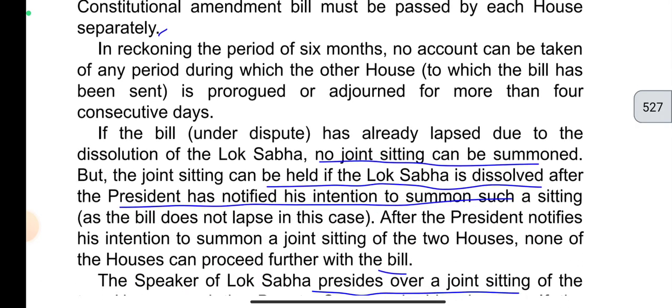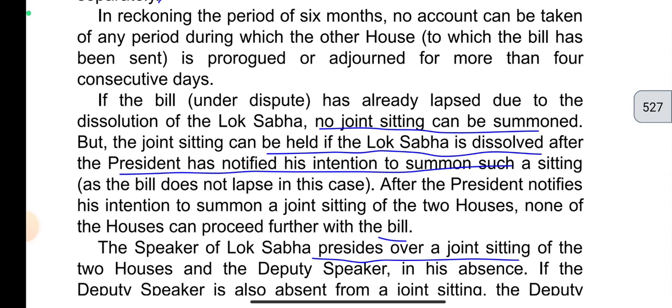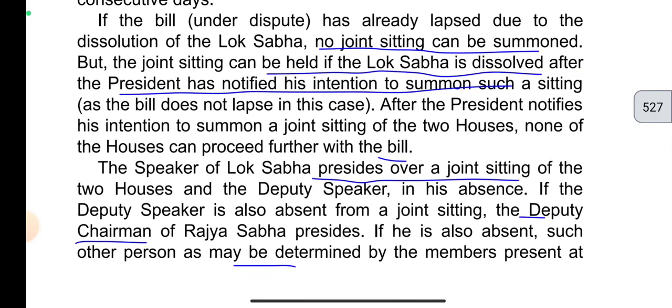In reckoning the period of 6 months, no account can be taken of any period during which the other house to which the bill has been sent is prorogued or adjourned for more than 4 consecutive days. If the bill under dispute has already lapsed due to the dissolution of the Lok Sabha, no joint sitting can be summoned. But the joint sitting can be held if the Lok Sabha is dissolved after the President has notified his intention to summon such a sitting, as the bill does not lapse in this case. After the President notifies his intention to summon a joint sitting of the two houses, none of the houses can proceed further with the bill.